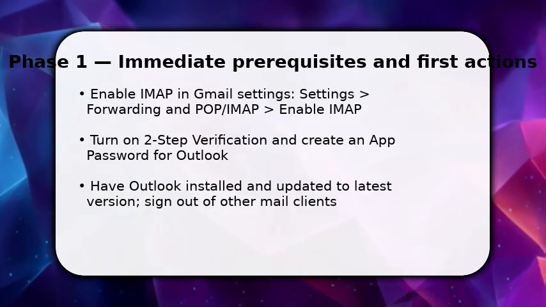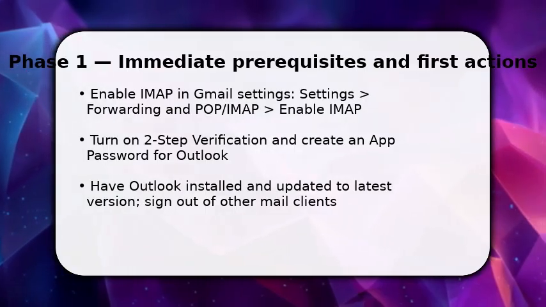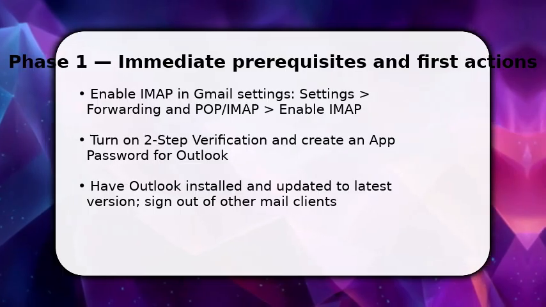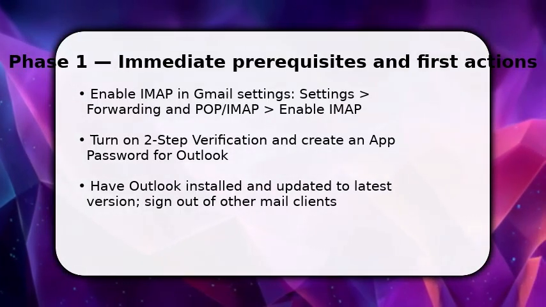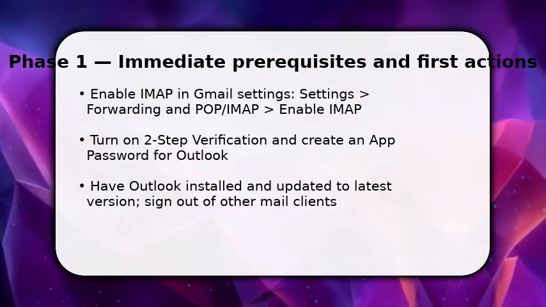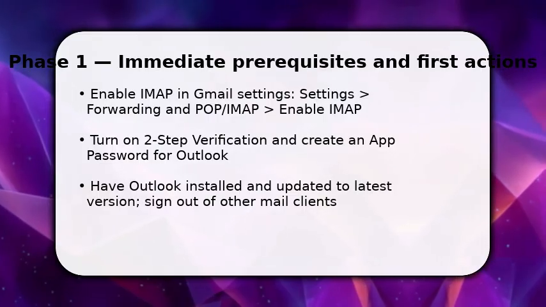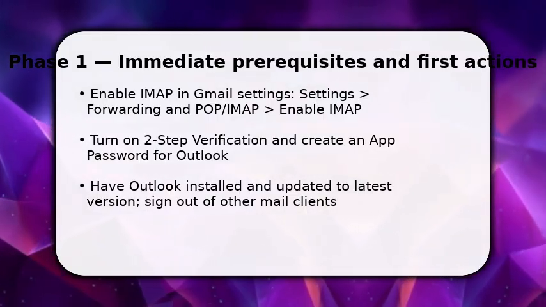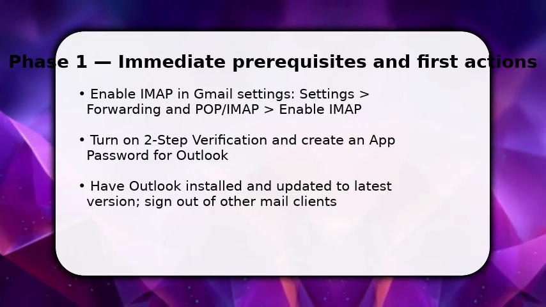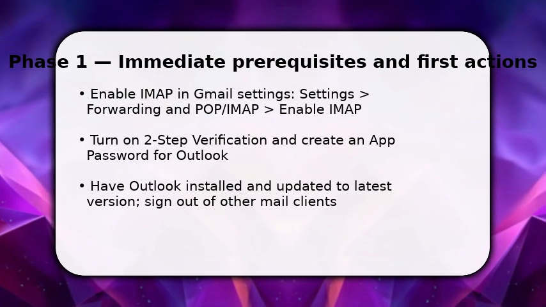You start by getting Gmail and Outlook ready. Open Gmail, enable IMAP so Outlook can sync folders. This matters because IMAP keeps messages on the server and mirrors actions. Next, turn on two-step verification and generate an app password. You will use that instead of your regular password. This ensures secure access. Finally, make sure Outlook is installed and updated. Once done, sign into Outlook and choose to add a new account to begin the connection process.